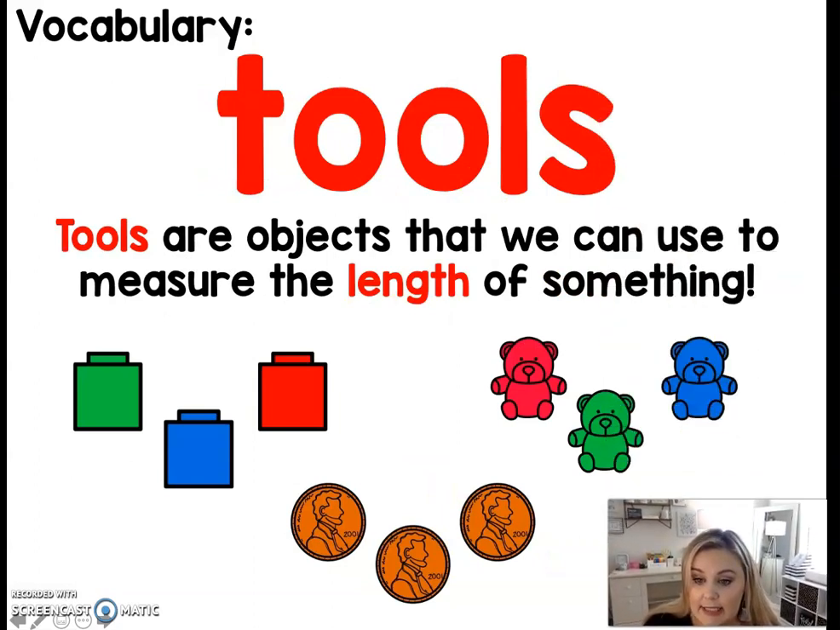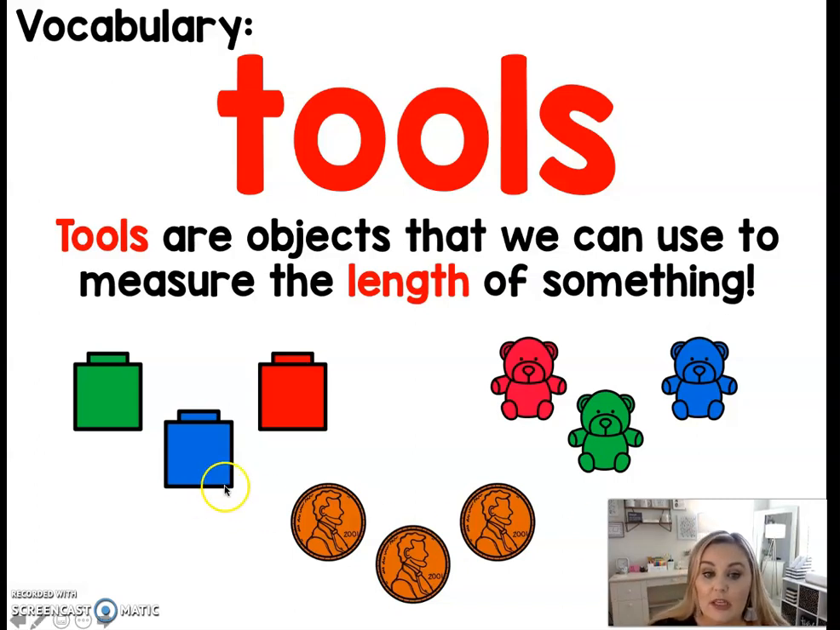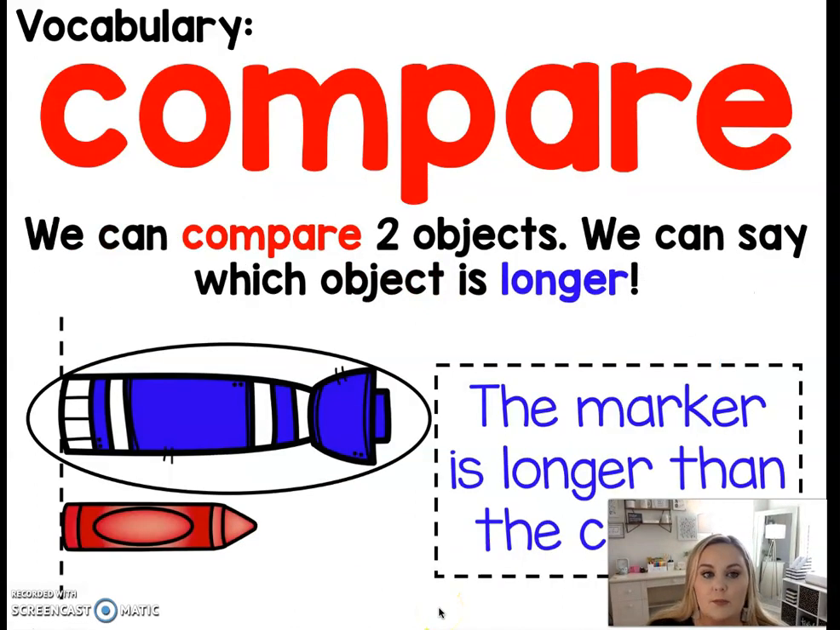And just like last time we talked about our tools, tools are objects that we can use to measure the length of something. You recognize these from the lesson we did with height. We used cubes to measure. We used teddy bears to measure. And another thing that you can use to measure are pennies, which might be something that you have around your own house. And we will also be talking about comparing, just like we did with our lesson on Monday.